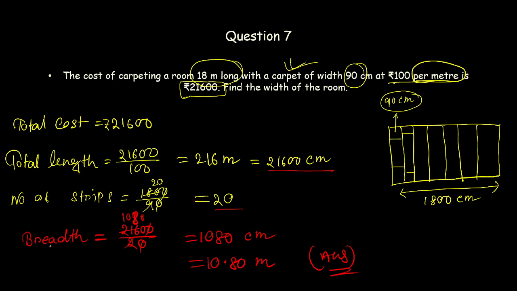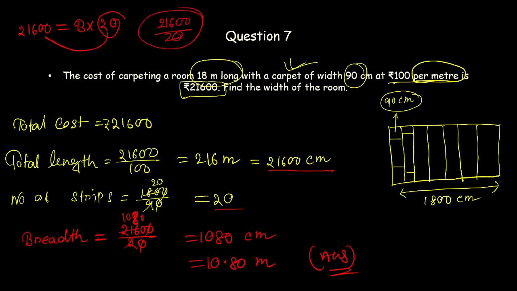Now you can ask why we divide for the breadth, why we divide by 20. See, the total length of the carpet is calculated by the breadth of that room and the total number of strips, that is 20, and the total length was 21600. Now just do the RHS LHS thing, right hand side and left hand side. If 20 comes here, the relation is multiplied, so if it changes its side, it will be divided. That is 21600 by 20. Simple. So it's just a back calculation of the previous one. Now do the next question.